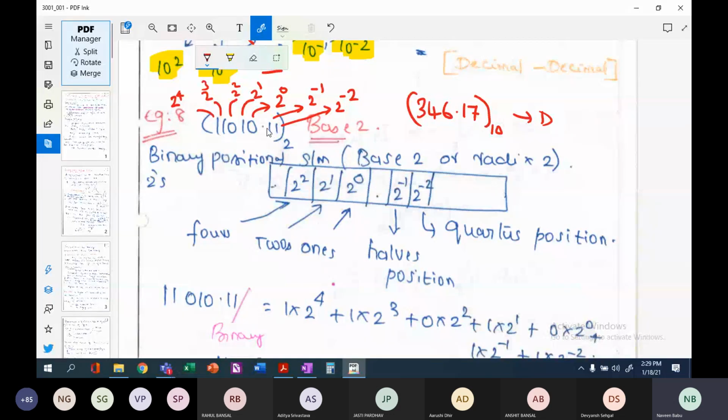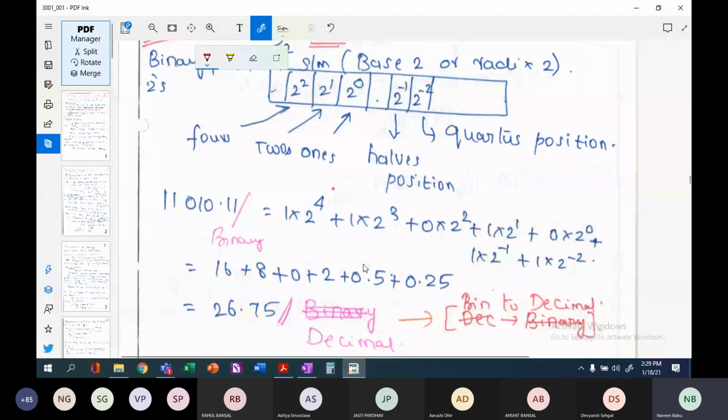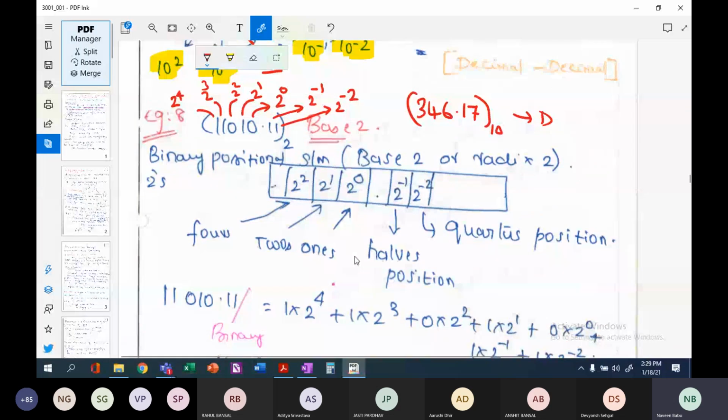So if I need to get this, all I need to do is follow the same rule here. Look at this one in parallel also. This is 1 multiplied by 2 power 4 plus 1 multiplied by 2 power 3 plus 0 multiplied by 2 power 2 plus 1 multiplied by 2 power 1, and then so on.